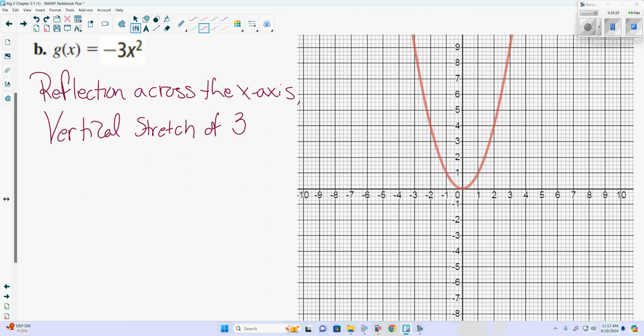Does that make sense? It might be tempting to think of negative 3 as the vertical stretch or shrink, but we're just looking at the 3. The negative is reflection. 3 tells us about the stretch or shrink. We don't look at them together. Questions on this here?